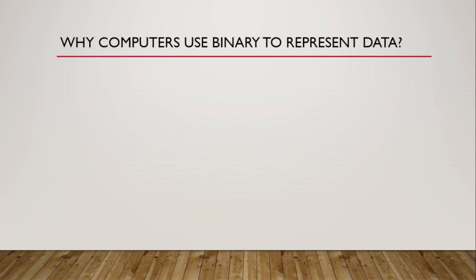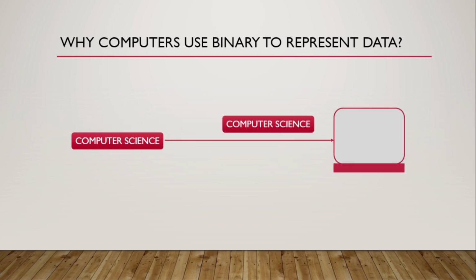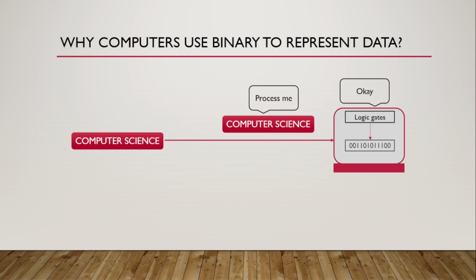Let's start with a big question. Why do computers use binary to represent data? Imagine that we have a phrase, computer science, which is supposed to be interpreted by the computer, and there exists in a computer a component that is responsible for processing data. Now, this component processes this data in binary form and stores the data in a register.